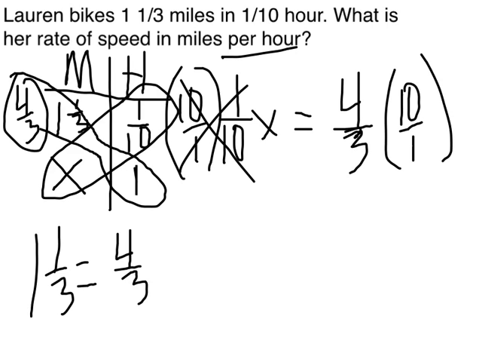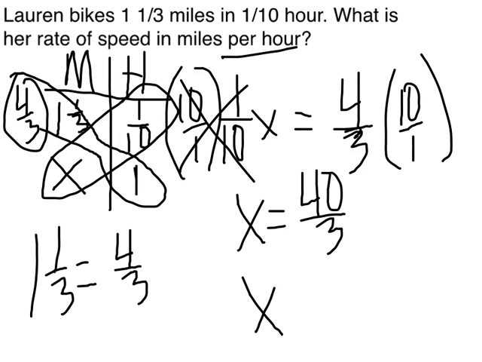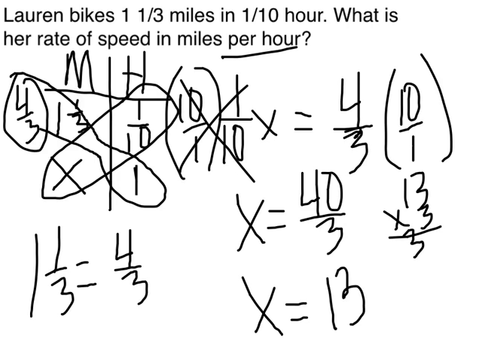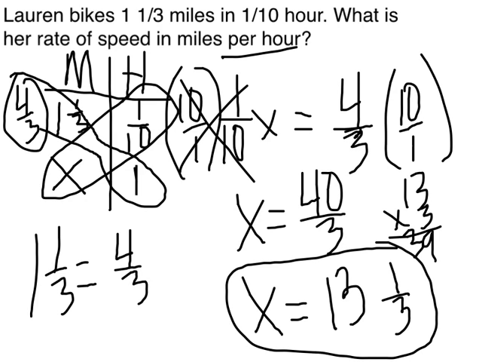4 times 10 is 40. 3 times 1 is 3. Now again, this is an improper fraction, so I'm going to turn it to a mixed number. 3 goes into 40, 13 times, and then I'm left with, 13 times 3 is 39. Keep your denominator of 3, and 1 becomes my numerator. So in 1 hour, she can bike 13 1/3 miles.